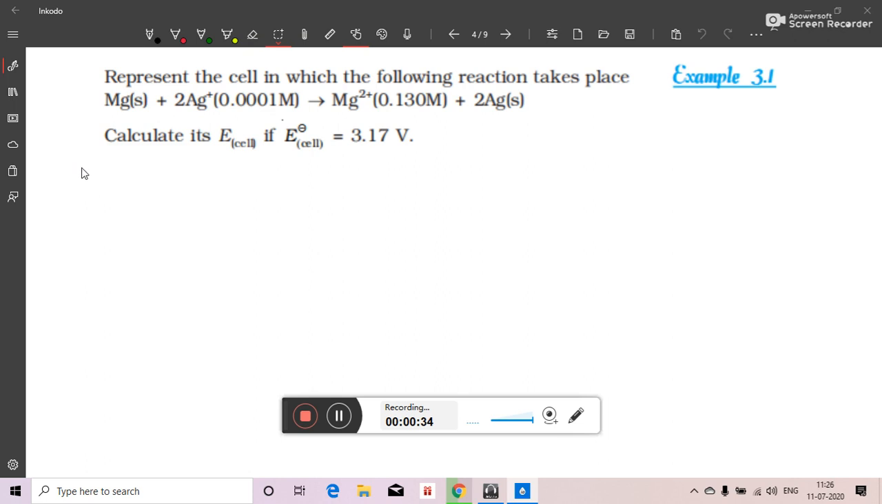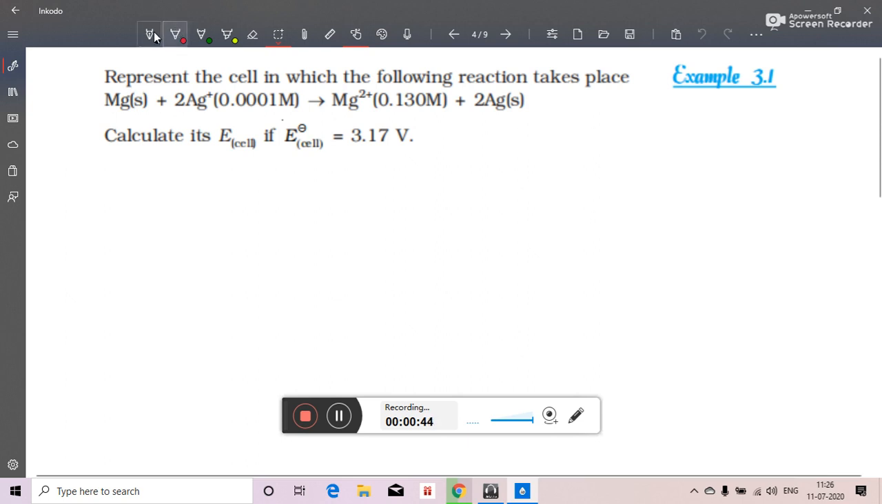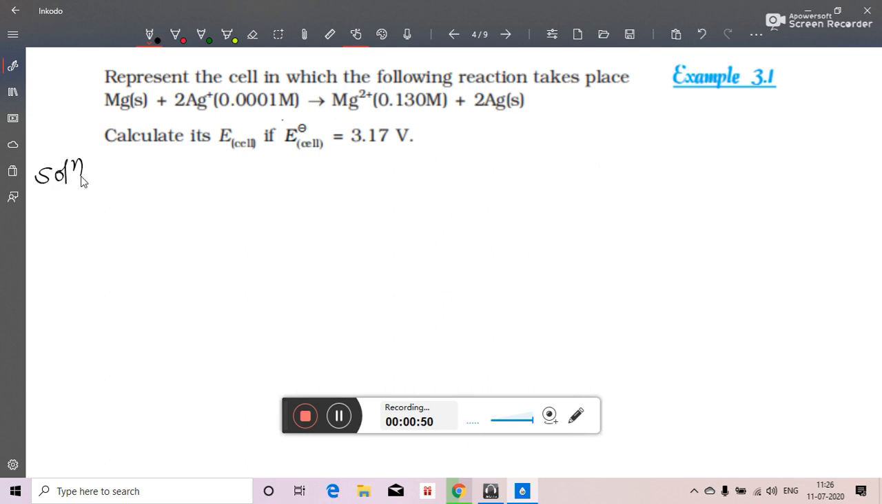So first of all, let us see how to represent the cell. Magnesium is anode, so we'll write Mg then slash Mg2+. Thereafter we have the salt bridge, so two vertical lines. Then silver is cathode, so first we'll write Ag+ and then Ag. So this is the cell representation. Then E cell is asked.